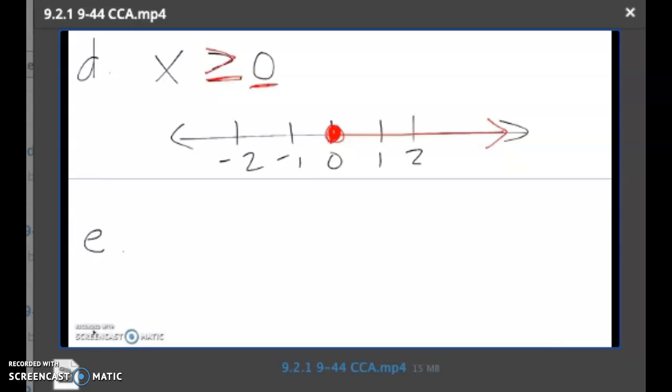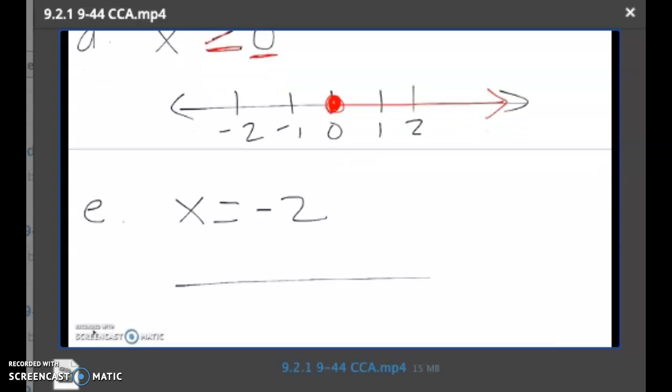Problem E, x is equal to -2. So hopefully you're noticing that this one is not an inequality, it's an equation. So from the last problem we did like that, you might be thinking, okay, this is going to be one dot on x equals -2, and it's going to be a solid dot because x equals -2, and that is the only number x can be.